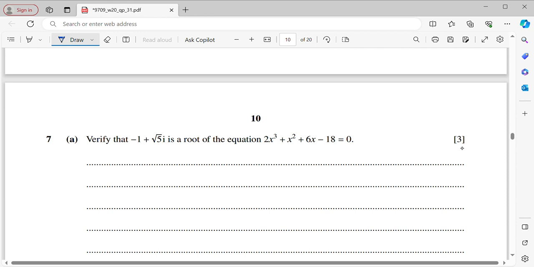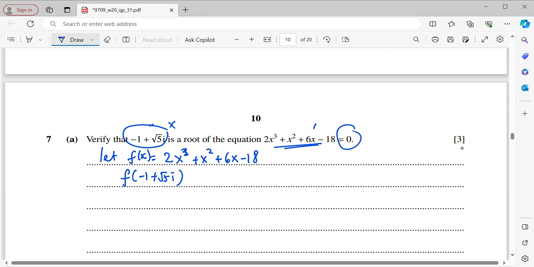Okay, now next question, number 7a. Verify that minus 1 plus square root 5i is a root of this equation. So to verify means that you show by replacing the values. So means that I will let f(x) be the cubic function. Okay, then since your equation here is x, so now I will replace the x by minus 1 plus square root 5i and do expansion later on to show that the final answer is 0 because the right side is 0.